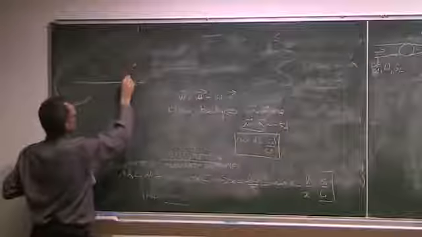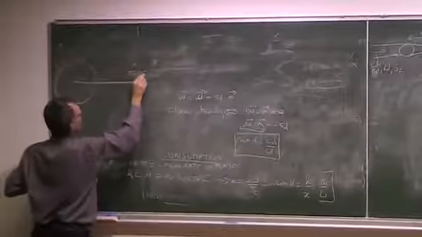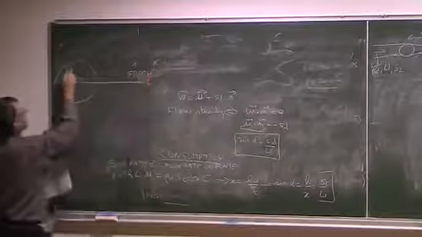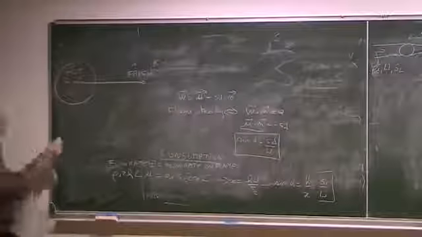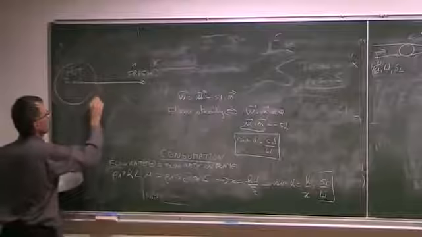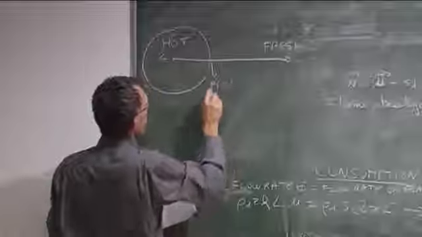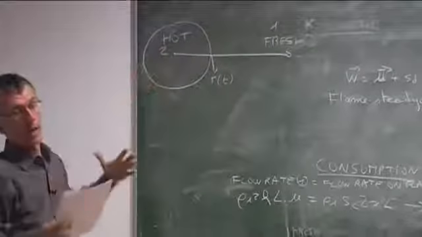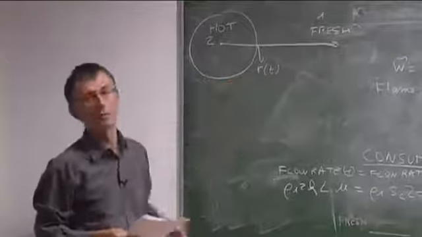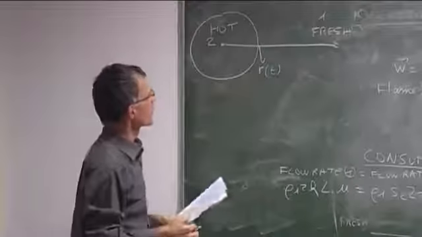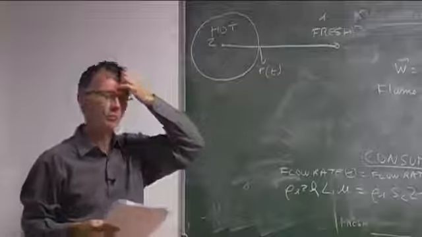Here you have fresh gases. And here you have hot gases at state 2. And here you have the radius r of t. And this flame will go. And the question is, at which speed will this thing move? So of course you could say, well, it's going to move at the flame speed. That would be a big mistake.